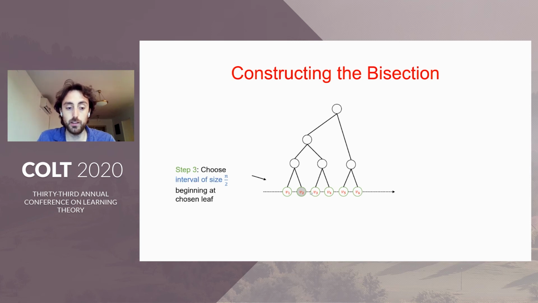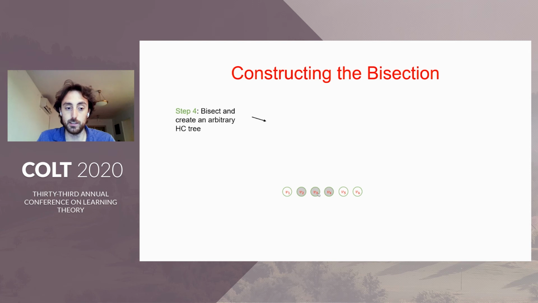The third step, we then take an interval of size n/2 that begins at V2. In our case, this will be V2, V3, V4. So basically, it's an interval of size 3 that begins with V2 and goes to the right. Now, as a fourth step, we bisect. What do I mean by bisect? We take the 3 chosen nodes, or the n/2 chosen leaves, and cut them from all the rest. So we generate a first cut, like so. And notice that this is actually a bisection.